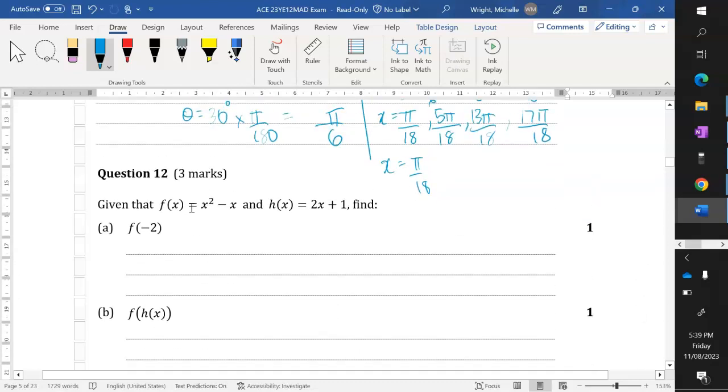I'll try and go a little bit faster. Given that f of x is x squared minus x and h of x is 2x plus 1, we want to find f of minus 2.